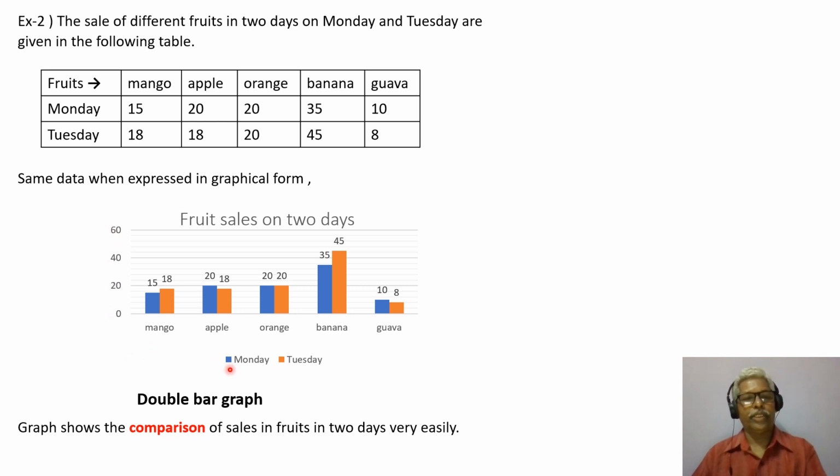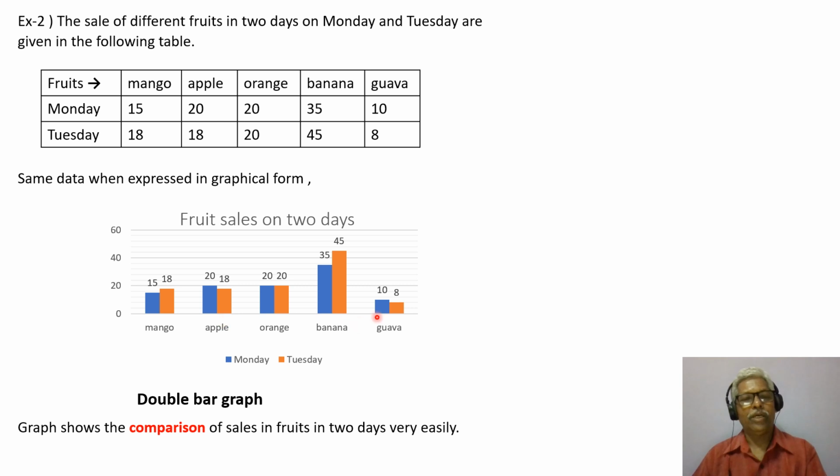Now, Monday is represented by blue and Tuesday is represented by pink. So on Monday mango is 15 and Tuesday is 18. Apple 20 and 18. Orange 20, 20. Banana 35, 45. Guava 10, 8. So you can see the sale of banana increased considerably on Tuesday, and for orange it is the same.